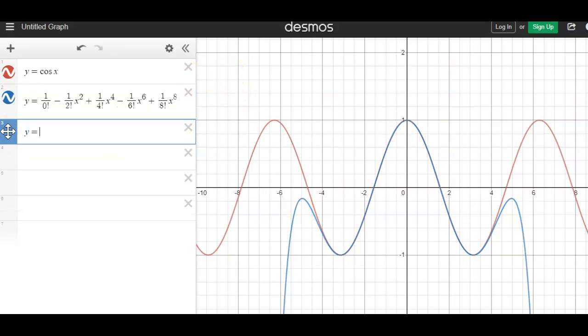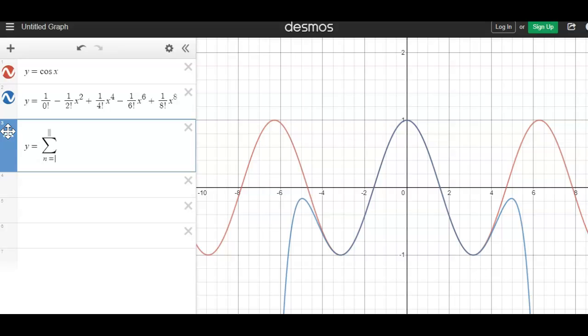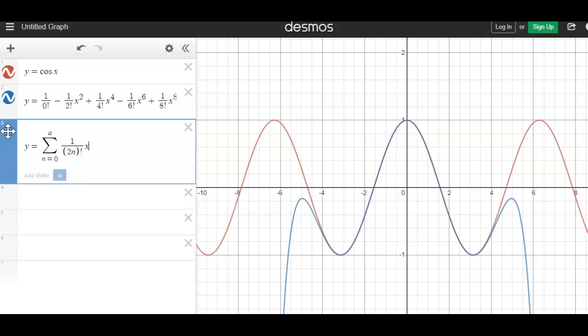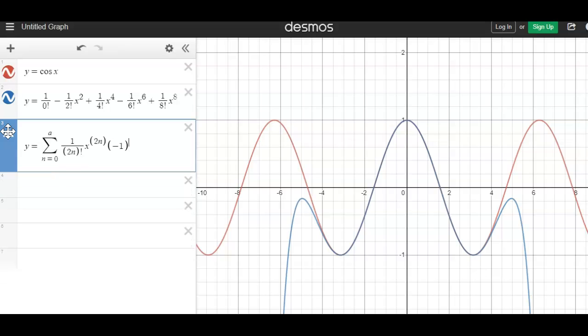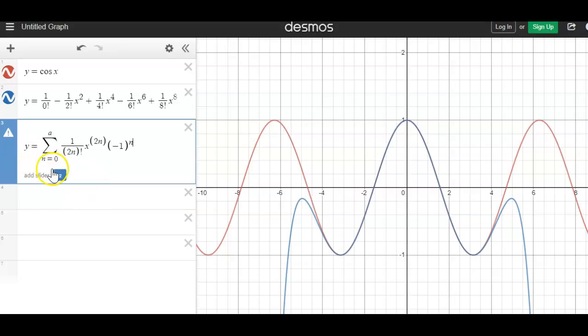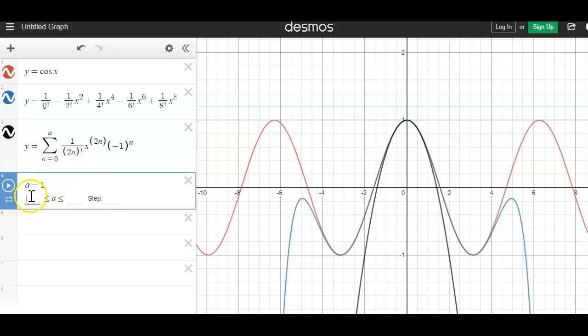Okay, so if I say y equals sum, then that's how Desmos knows exactly what you want to do. And now in Desmos, I can't put the infinity in, but I can say n goes from 0 to a. Doesn't matter what letter you put up there, I'll just do a. And then 1 over 2n factorial, x to the 2n. And then don't forget the alternating sign of -1 to the n. Make a slider for a, absolutely. Let's let a go from 0, and I'll just go to 50. You'll see the point if I let a just go from 0 to 50.